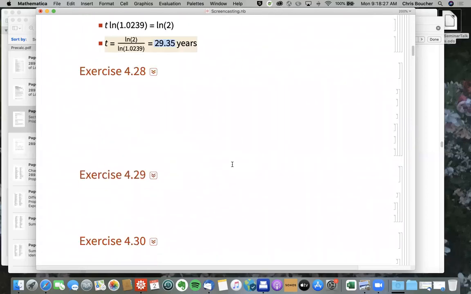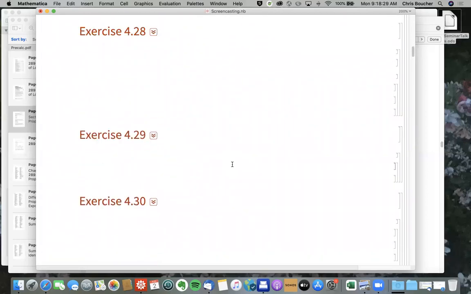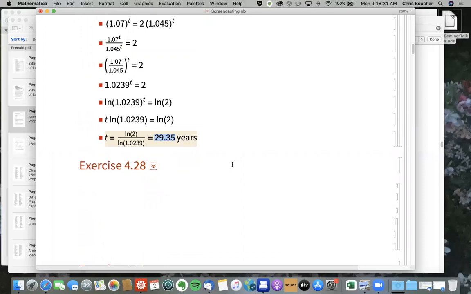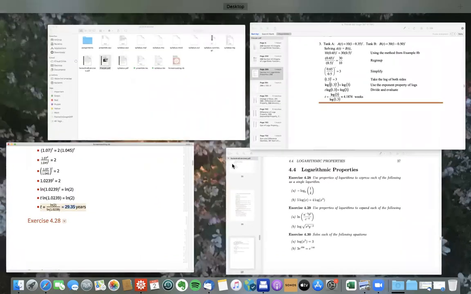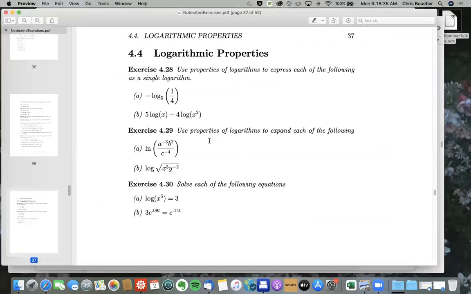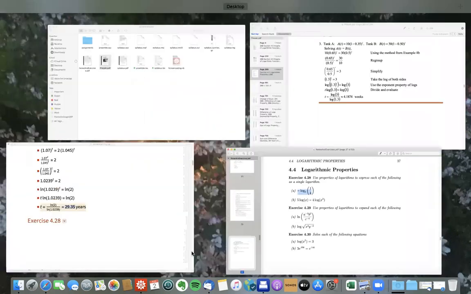Okay, so let's do a couple of exercises from the notes and exercises, and that's good for this section 4.4. So here are our exercises for 4.28. I just want to sort of rewrite these using properties of logarithms. So let's start with the first one here.